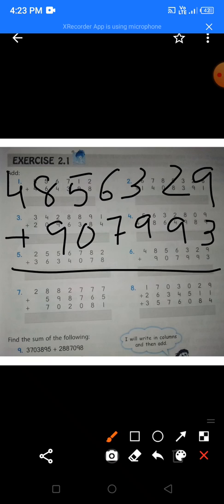Okay children. Now 9 plus 3 will give you 12. So your 2 and 1 carry. 1 plus 2 is 3. 3 plus 9 is 12. So again 2 and you will carry 1 again. Okay children. Now 1 plus 3 is 4. 4 plus 9 is 13. So here you have carried 1. Now 1 plus 6 is 7. 7 plus 7 will give you 14.